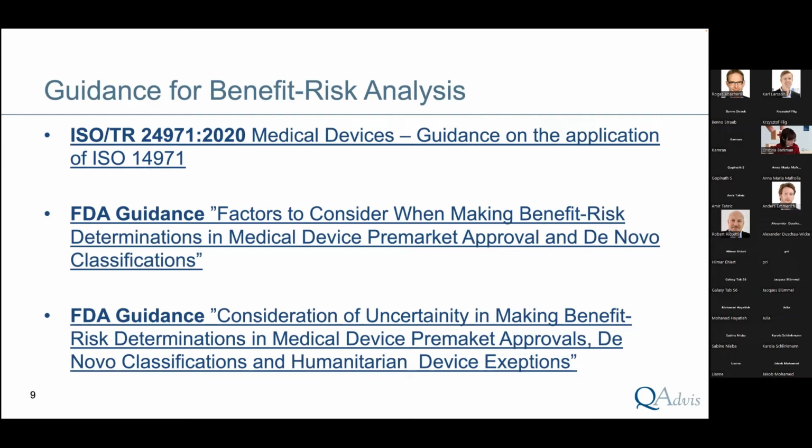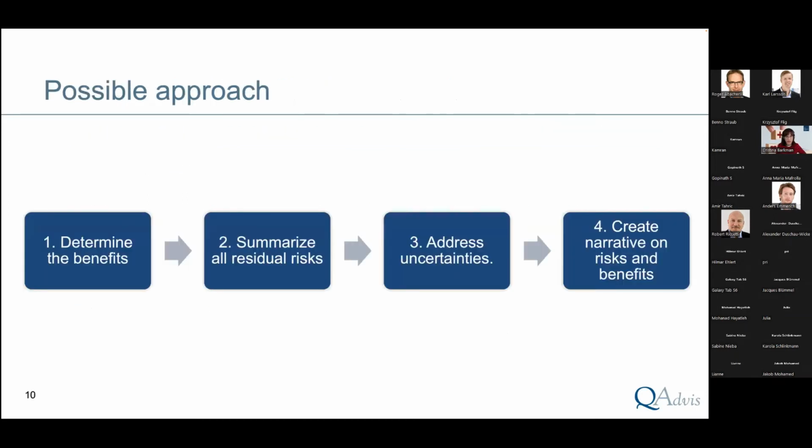In the following slides, I put together a possible approach, which I will share with you. And this is the approach that I'm using myself when doing benefit-risk analysis. It's an approach of 4 steps. The first step is to determine the benefits. This can be done quite early in medical device development, as Roger has explained in the previous presentation.